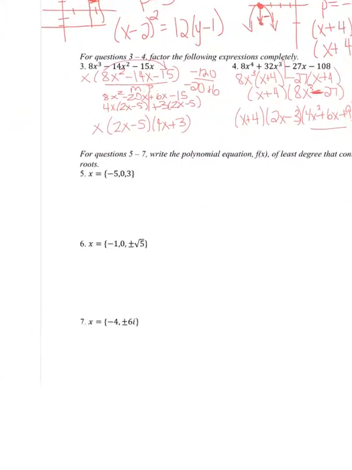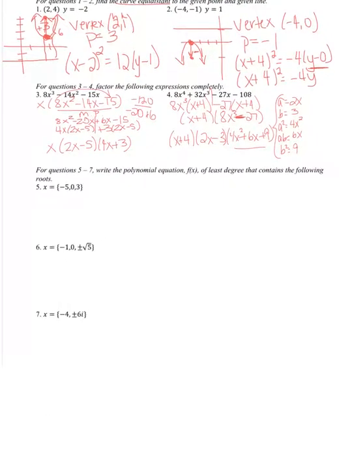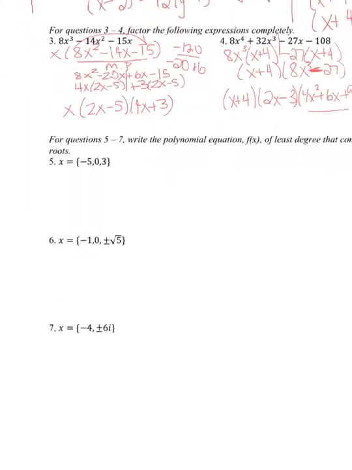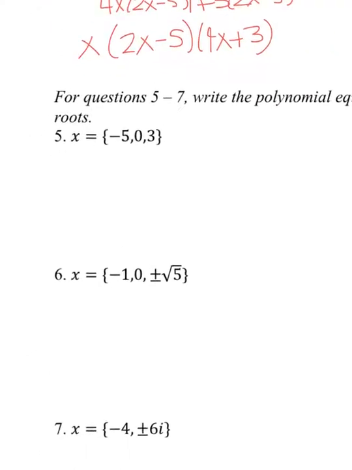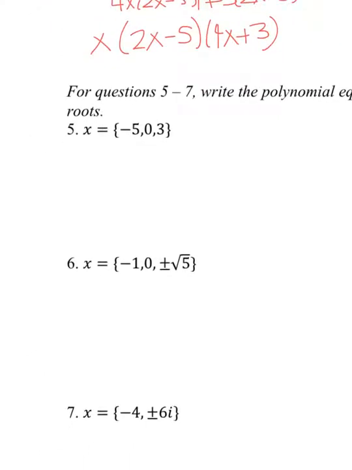Numbers 5 through 7. Write the polynomial equation f of x of least degree that contains the following roots. So, this was on the last test. For number 5, all of my roots, they're all real and they're all rational. So I set them all equal to x. x equals negative 5, x equals 0, and x equals 3. Then I set them all equal to 0, so this gives me x plus 5 equals 0. This is already done, so x equals 0, and then here x minus 3 equals 0.